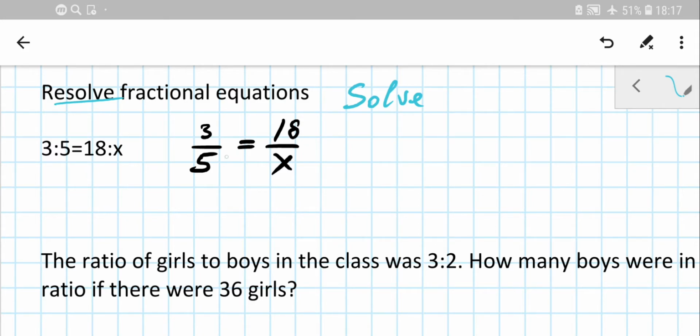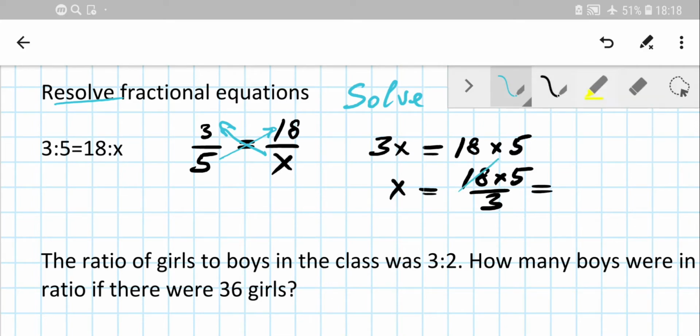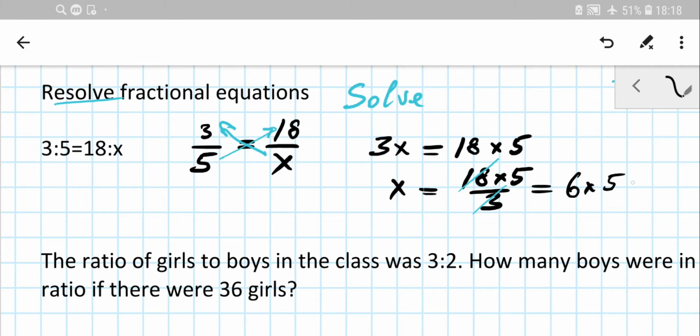So what we need to do is say the following. 5 goes here and x goes here. All right, crisscross multiplying. That's the simple basis of how to resolve ratios. So you'll get 3x, and on the right side you'll get 18 times 5. In order to find x, you simply divide the result by 3, which means you cancel 18 and 3, so that you're left with 6 on top, and 6 times 5 will give you 30.